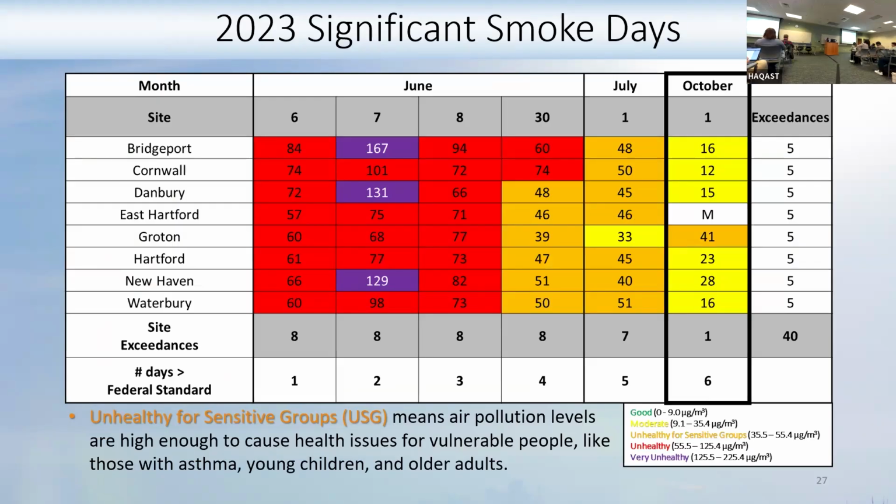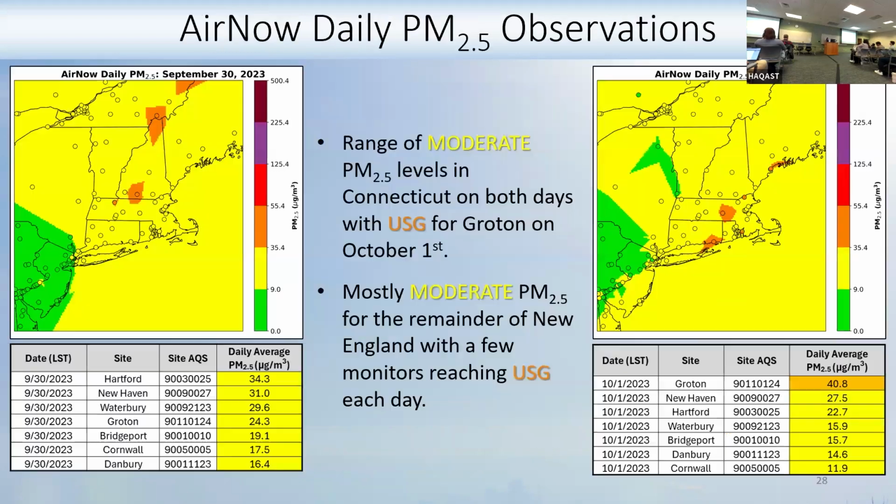To be included on this table, at least one site across the state needed to reach USG levels, and that's the level where air pollution begins to negatively impact the vulnerable populations, so those with asthma, young children, and older adults. And I will be highlighting some of the Tempo aerosol products. So the best day due to data availability and just what the data is showing to highlight is October 1st, even though it is the least significant event that we had in 2023 and recent years.